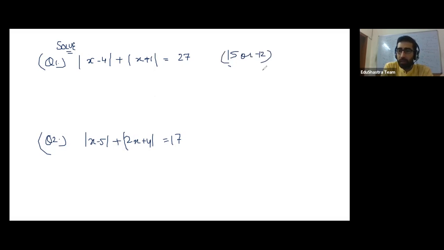This is an important distinction because if this came as a DS question, what is the value of X, and this expression was given to you, then you would have 2 values of X. It's either 15 or minus 12. You would not have a distinct value. That is something you should remember. These are 2 different values, and X is not 15 and minus 12 at the same time. So that's something you can remember, guys.